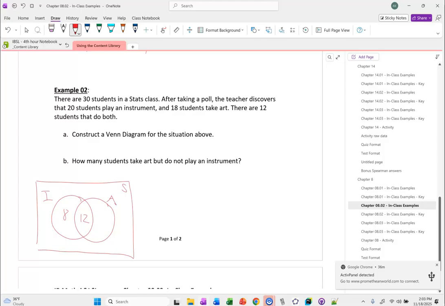20 minus 1. Okay, what goes in the rest of A? 6. Is that it? No. Why not? There's 30 left over, so 30 in the outside. There's 4 left over because 8 plus 12 plus 6 is 26, and there should be 30. So it's 4 unaccounted for. How many students take art but do not play an instrument? 6. Okay.